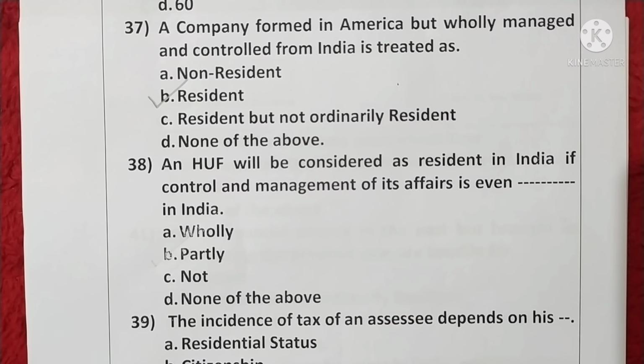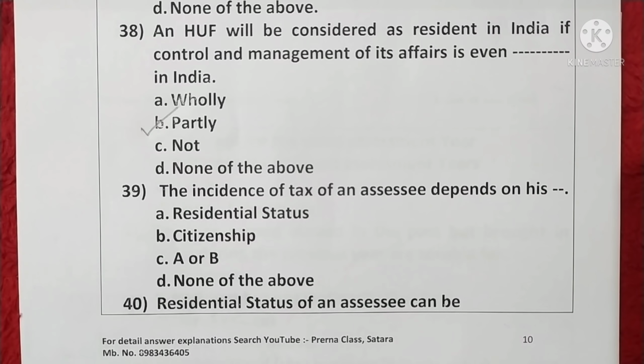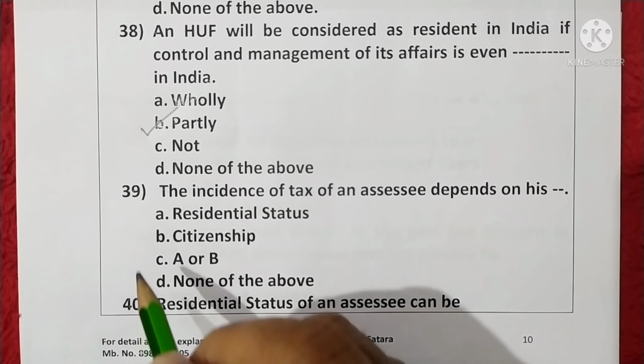Question 38. An HUF will be considered as a resident in India if control and management of its affairs is even partly in India. Option B is correct one. Question 39. The incidence of tax of an assessee depends on his dash. It depends on residential status. Option A is correct one.